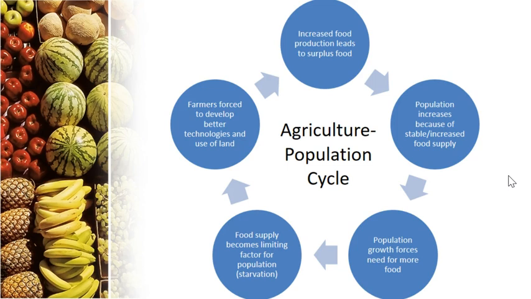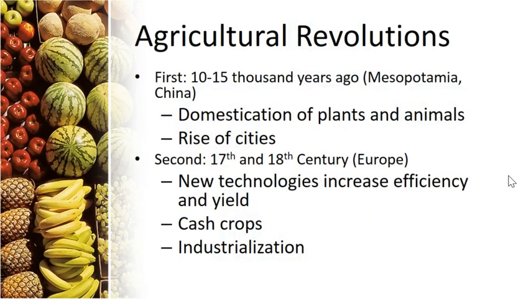And then farmers are forced to develop better technologies and figure out better ways to use the land. And when you do that, you get more food. And so you have this spiraling of the pressure for better farming and an increasing population because of it. So there have been three really big agricultural revolutions.